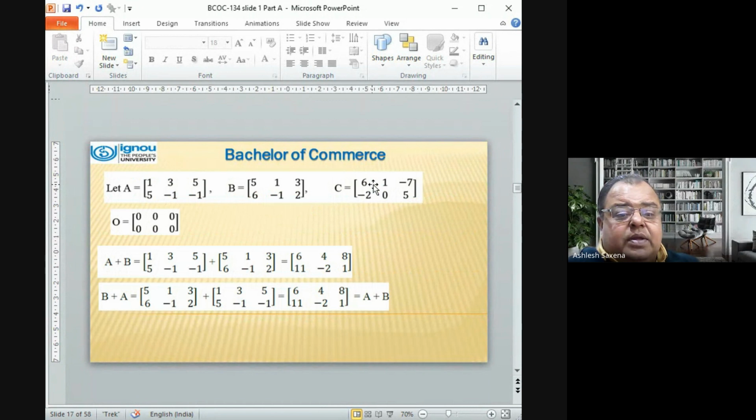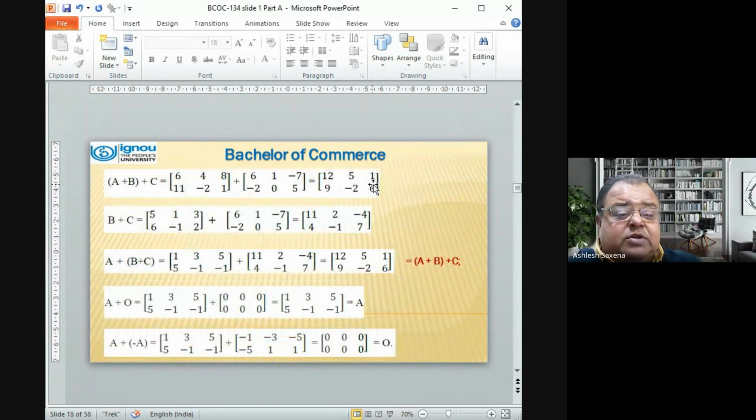Now I will be moving to the third property. That was A plus 0. I said 0 is a null matrix, which means all the elements will be 0, and it has to be of the same order as matrix A. Your matrix A is a 2 by 3 matrix, that means 2 rows and 3 columns. You will be adding 0 to it. When you add 0 to any number, you get the same number, so it will be similar to your original matrix. This is your original matrix. When you add 0 to this matrix, you will get the original matrix.